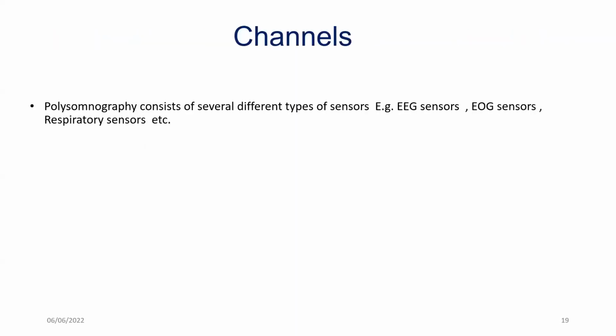So what is a channel basically? When we talk of polysomnography, a lot of different doctors talk of channels. They say, how many channels does your machine have? But in actual fact, polysomnography consists of different types of sensors, that is EEG sensors, EOG sensors, respiratory sensors, etc. So the number of channels is nothing actually, according to me. It's actually a gimmick made by companies.